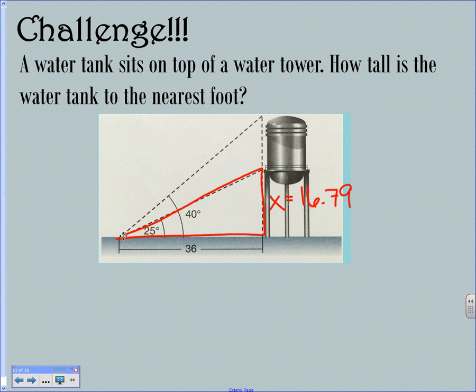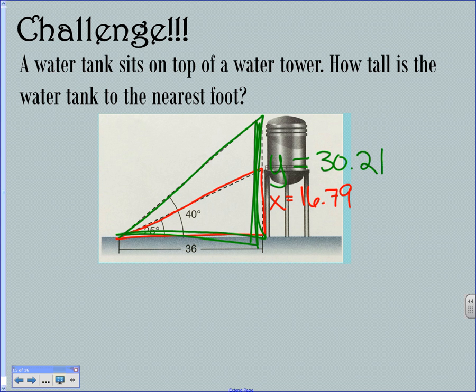And then we have to figure out the whole thing. How do we come up with this? 30. And so, how do you find the length of just the top part? To get 13.42, but it said round, so 13. Does that make sense?